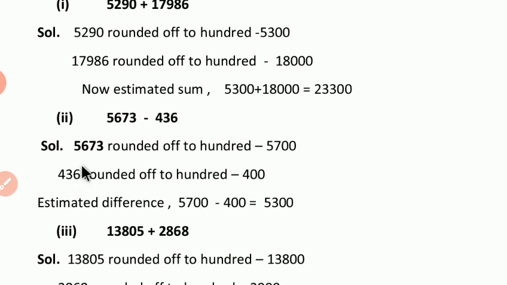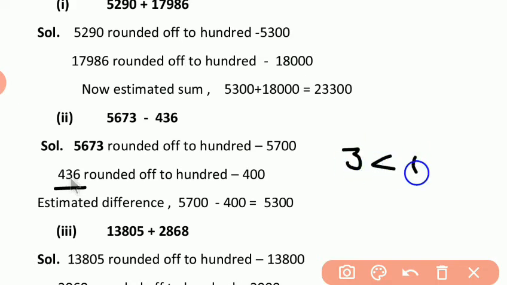Now 436. This one also we have to round off to the nearest 100. For this we'll see its tens digit, which is 3. Its tens digit is less than 5. It means 4 will remain as it is. There will be no change. So 400.